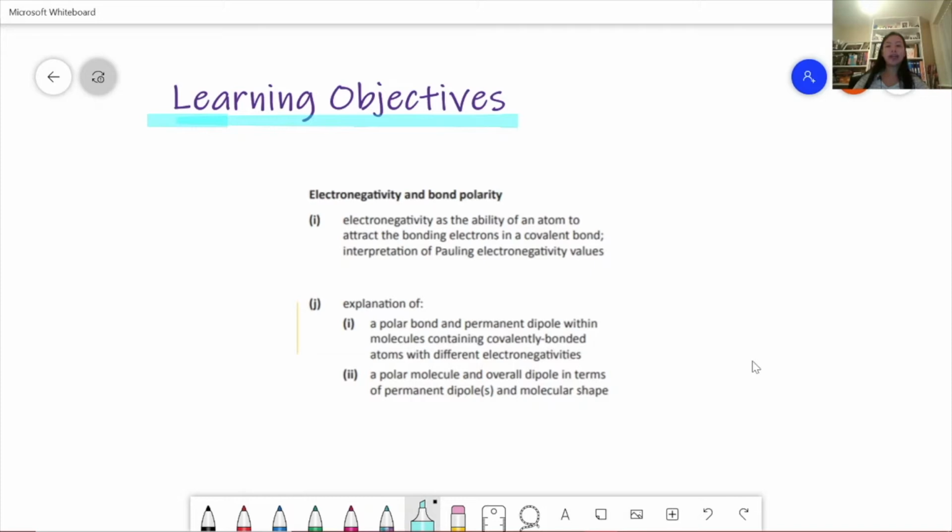We're going to be learning about electronegativity and bond polarity. So electronegativity is the ability of an atom to attract the bonding electrons in a covalent bond. And we're also going to be interpreting the Pauling electronegativity values. We're also going to explain a polar bond and permanent dipole within molecules, and a polar molecule and overall dipole in terms of permanent dipoles and molecular shape.